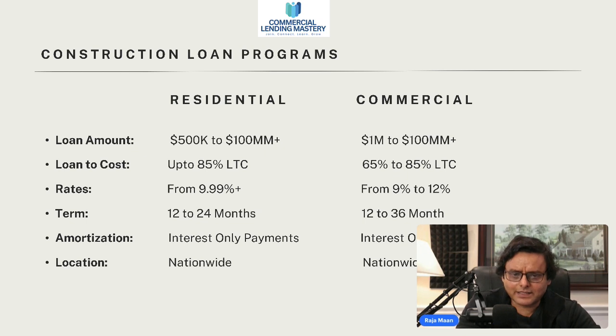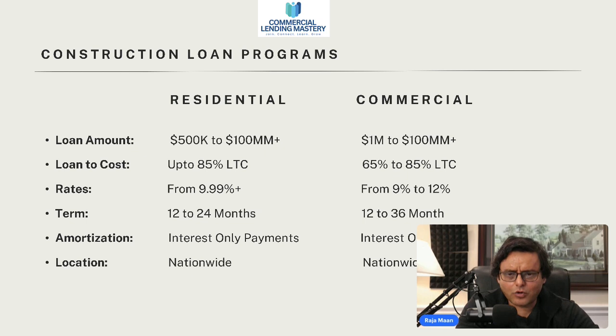Rates from 9.99%. Usual term is 12 to 24 months, usually 12 months. Interest only payments. We do nationwide. Commercial, we start from 1 million to $100 million, 65 to 85% loan to cost, 9 to 12% rate of interest, 12 to 36 months of term, interest only payments, nationwide.